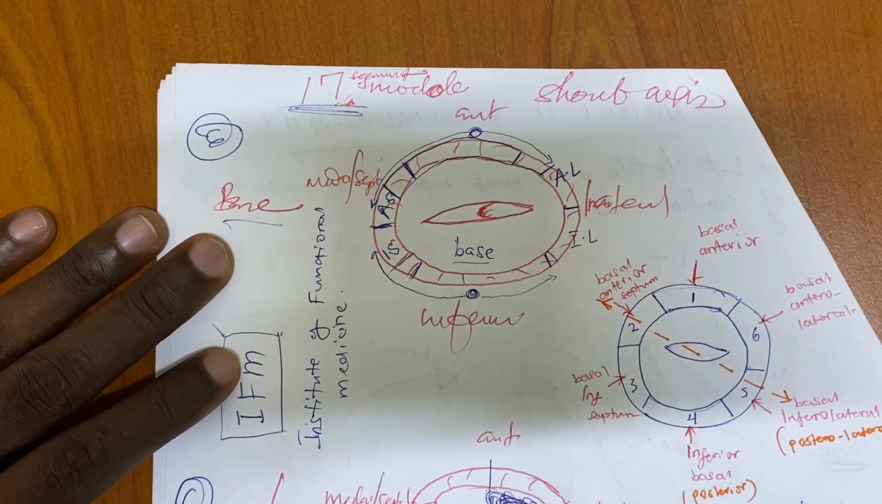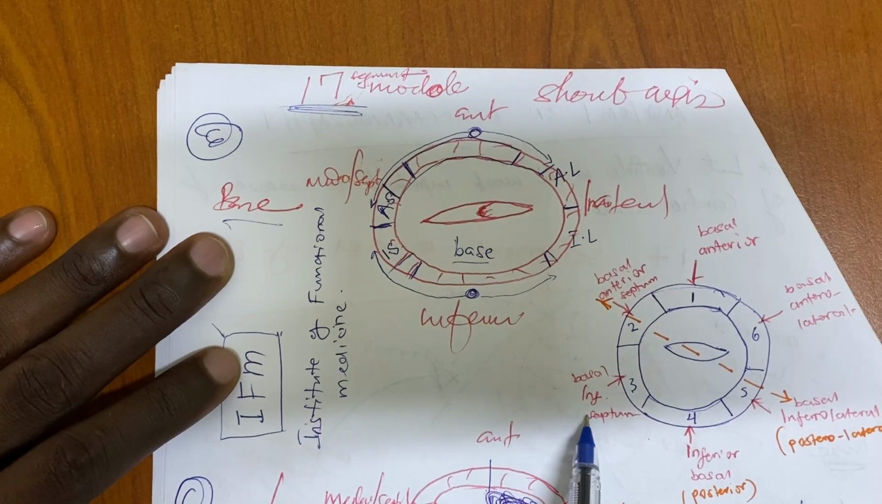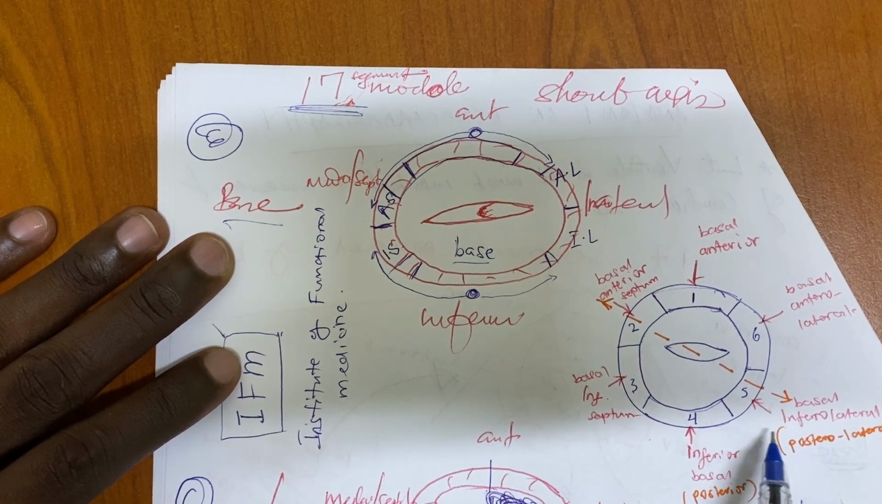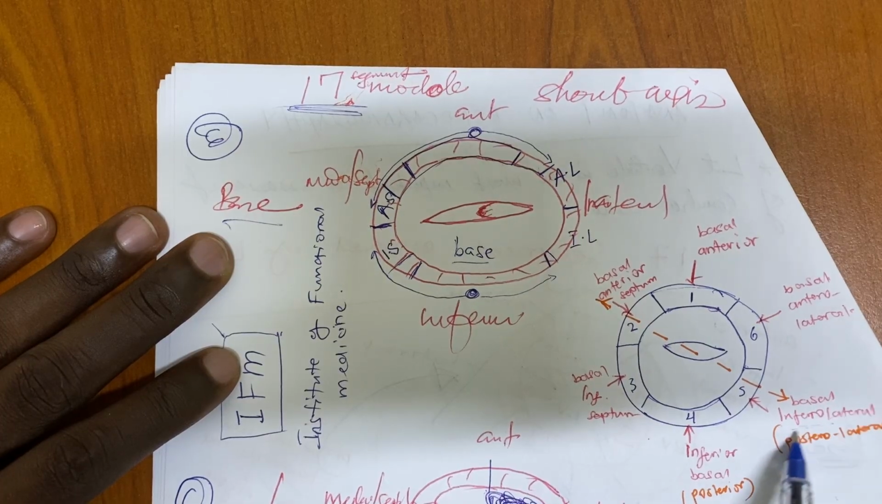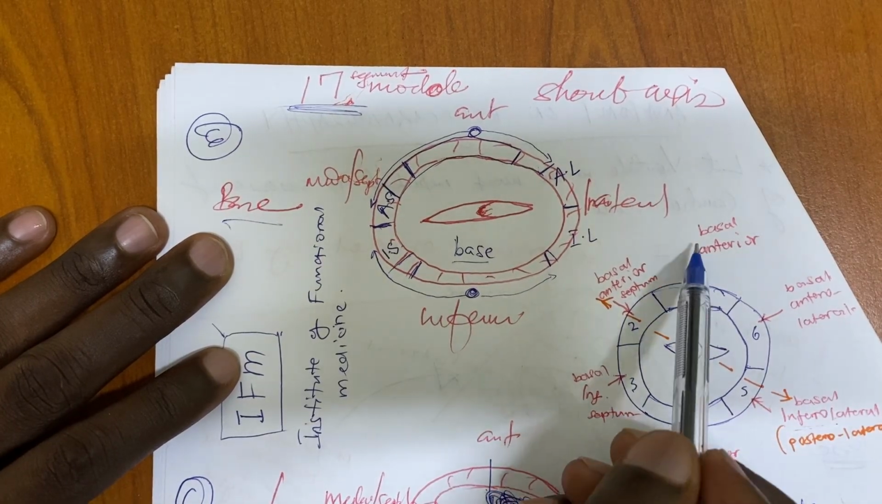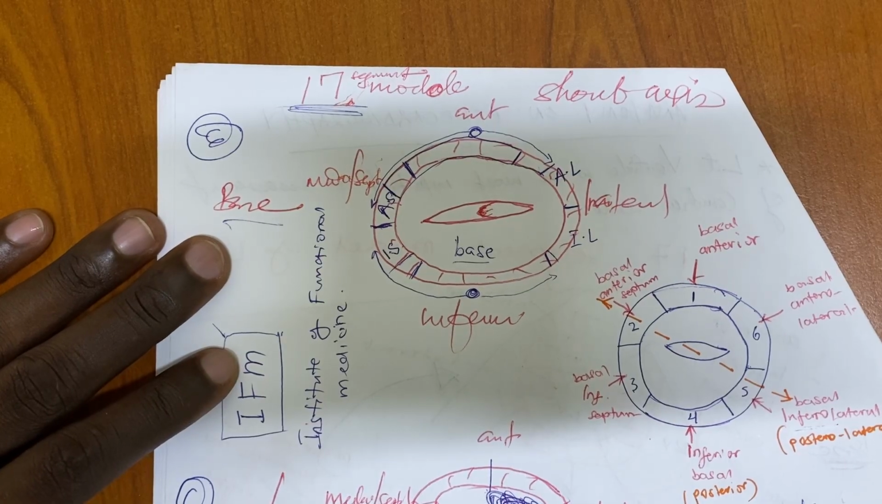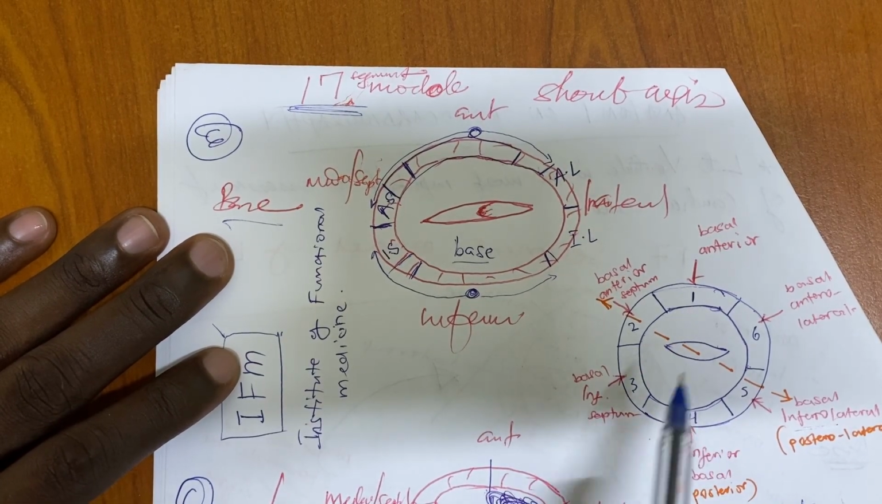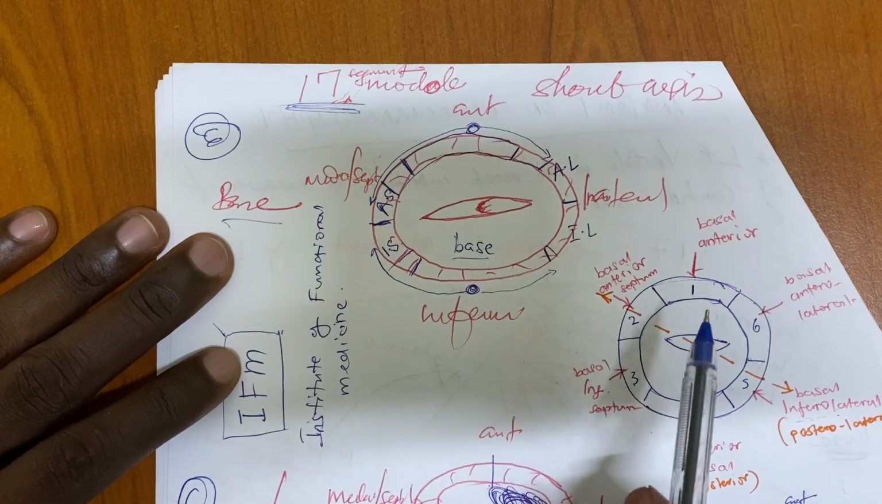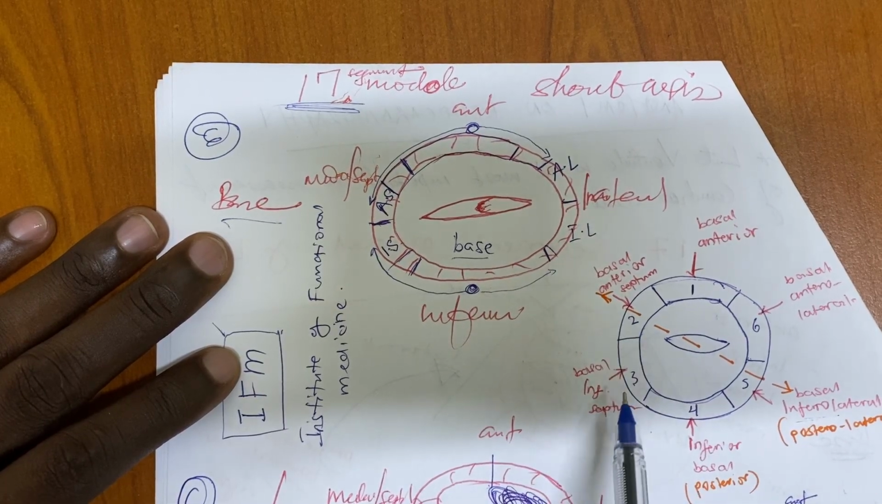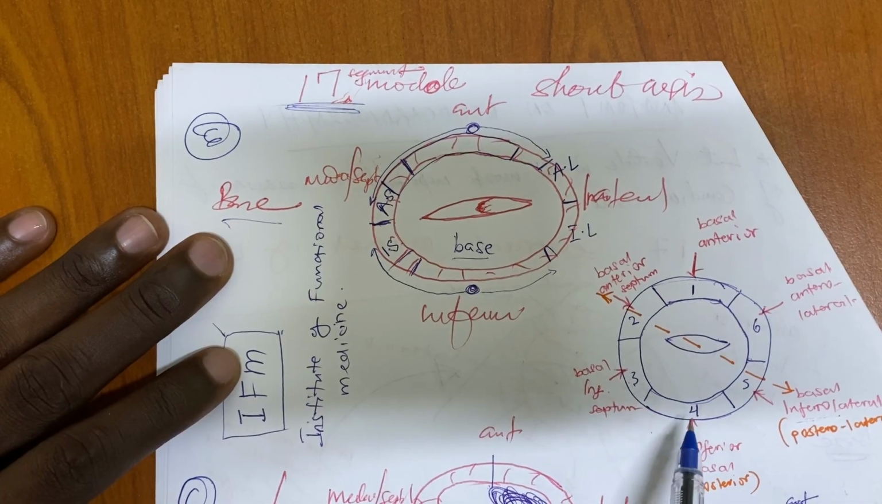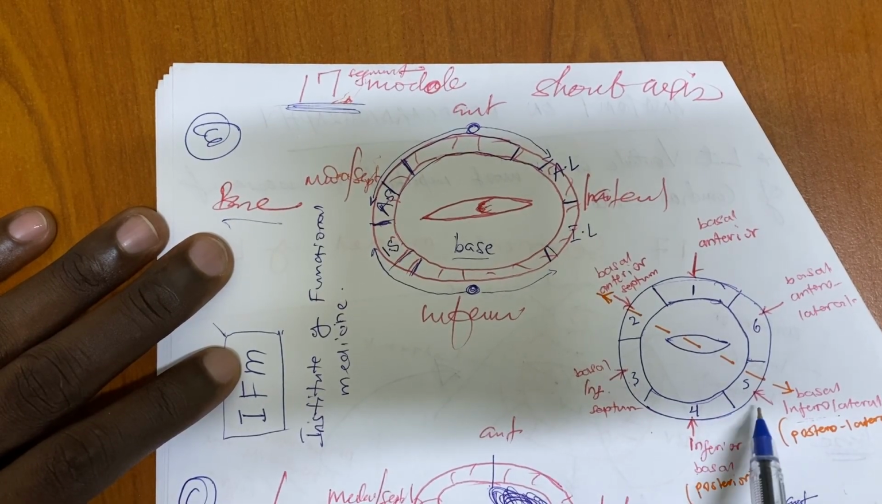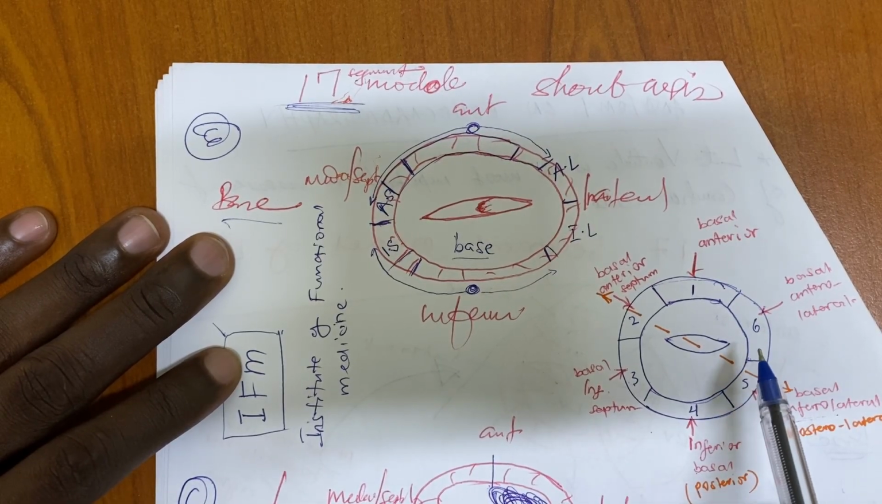Basal anterior septum. Basal inferior septum. Basal inferior. Basal inferolateral. Basal anterolateral, and then basal anterior. We give them numbers, 1 to 6. 1 is basal anterior. 2, basal anterior septum. 3, basal inferior septum. 4, basal inferior. 5, basal inferolateral. And then 6, basal anterolateral.